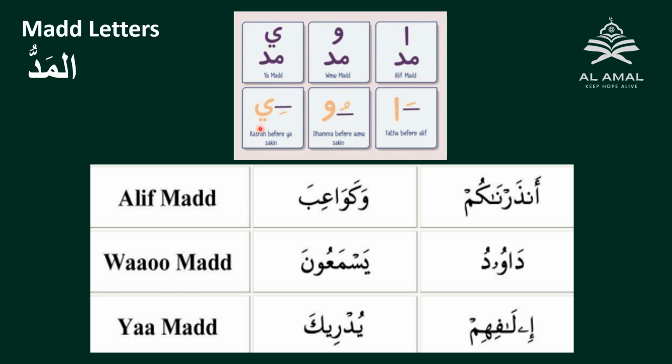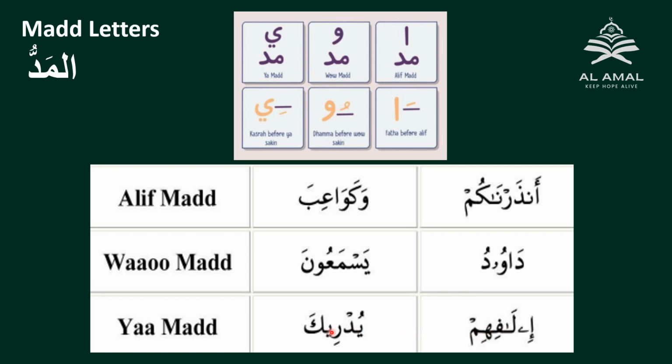Now let's look at ya mad. For the ya mad, you have to look that before this ya there is a kasra. Any letter that has a kasra will be affected and recited long. For example, this is how the ya looks. Before this ya mad it has a kasra, so the letter that is going to be affected is the alif. So in this case we read ilafihim, ilafihim. And if you remember, I read la also long because this is the alif mad.